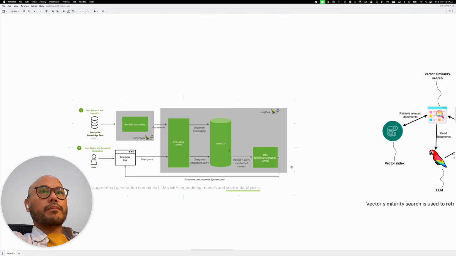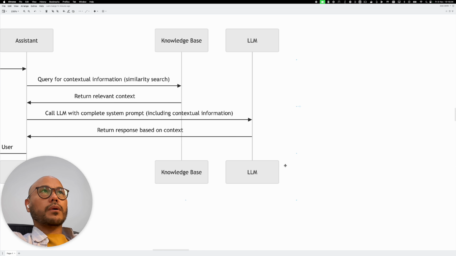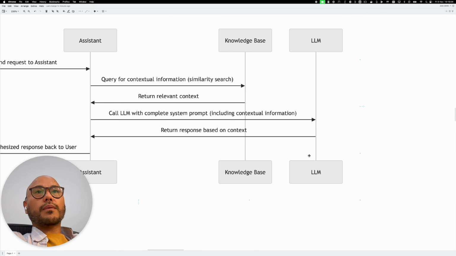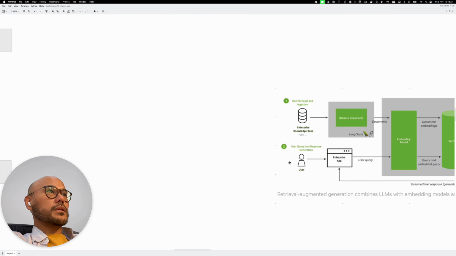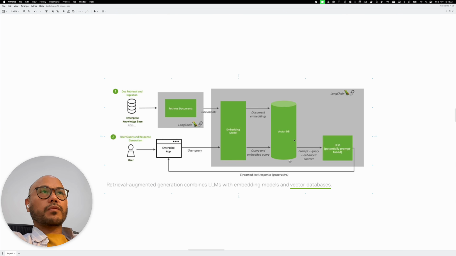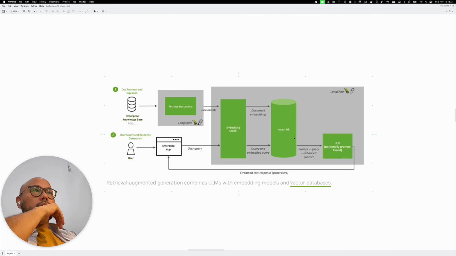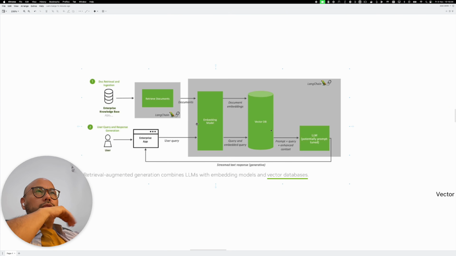Okay, very quickly, when we are talking about this approach, where we have this knowledge base, we are talking about RAG, retrieval augmented generation. The augmentation is related to the knowledge base that we are injecting before the LLM. This diagram comes from LangChain, and here we have two main flows. The first one is when we are injecting documents or information into our private knowledge base.